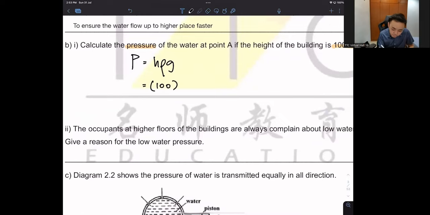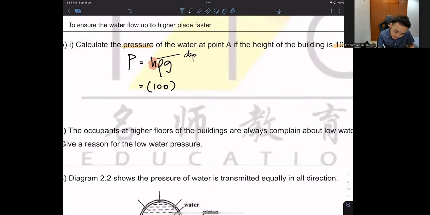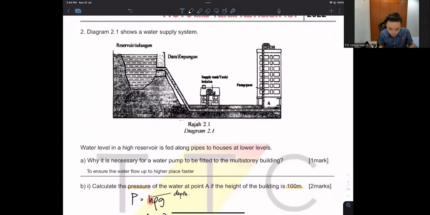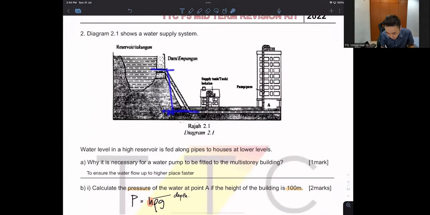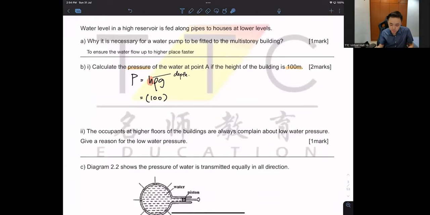Now, I need to remind you one simple thing. You know what this h stands for? To be exact, h doesn't stand for height, actually. To measure pressure of water, h here means depth. Since you're already at the bottom part, that is your depth and also your height, the same thing anyway, because it's all the water here pushing all the way down. So this whole thing, 100, then 100, simple.